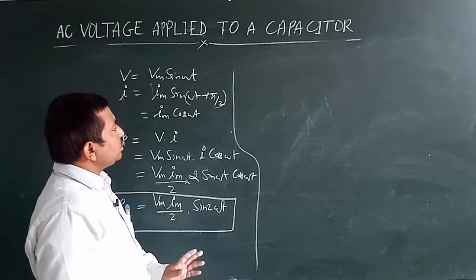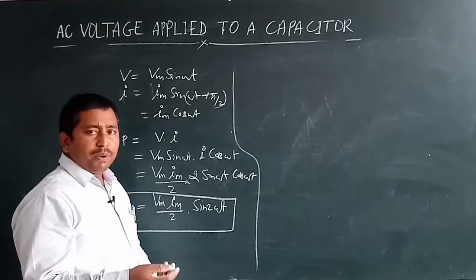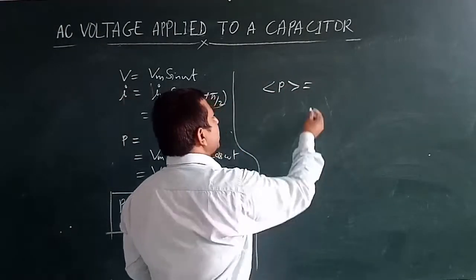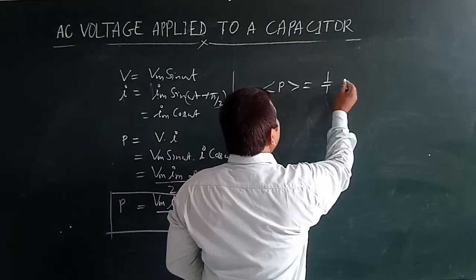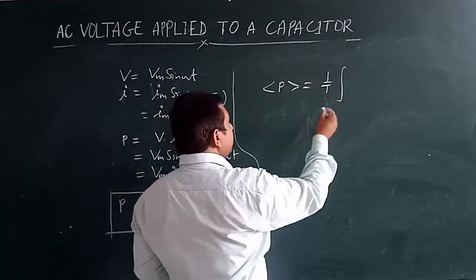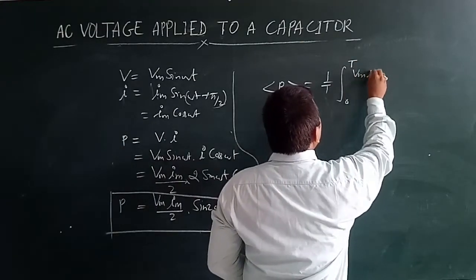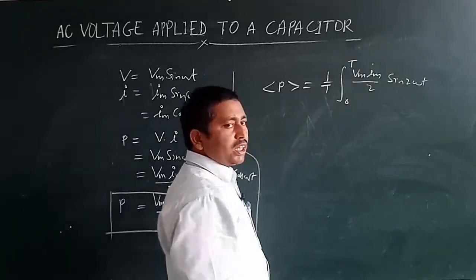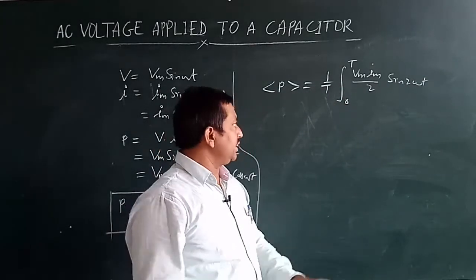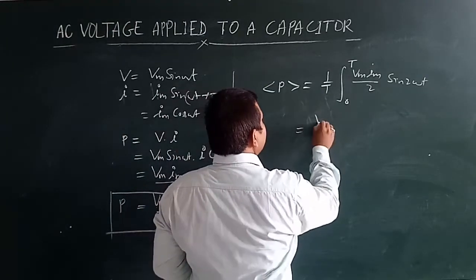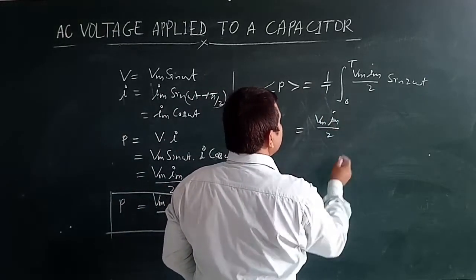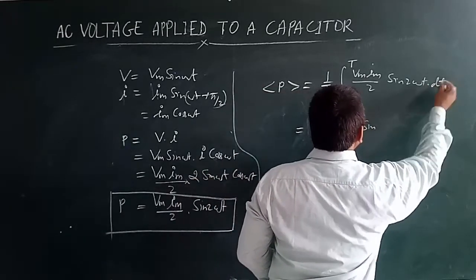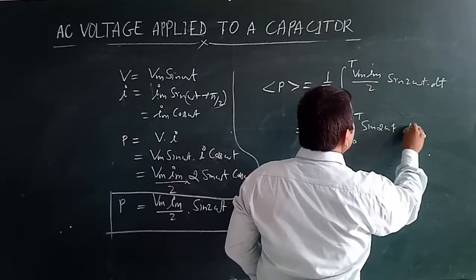But if you want to calculate the average power loss in one complete cycle, then we have to integrate it from 0 to T of Vm Im by 2 sine of 2 omega t, and divide by the total time interval, that is time capital T. As Vm Im is constant and 2 is also constant, it can be taken outside of the integral, and this becomes the integral of sine 2 omega t dt.